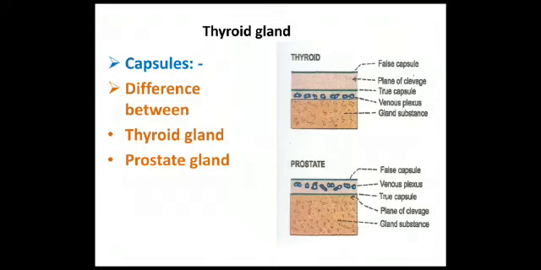So both the thyroid gland and prostate gland have two capsules. Both have a true capsule and a false capsule. The main difference between the thyroid and prostate gland is that the venous plexus in the thyroid gland lies deep to the true capsule, while the venous plexus in the prostate gland is present between the true capsule and false capsule.